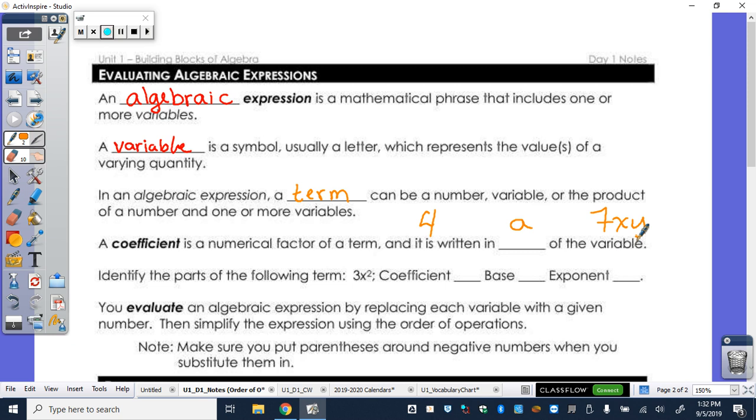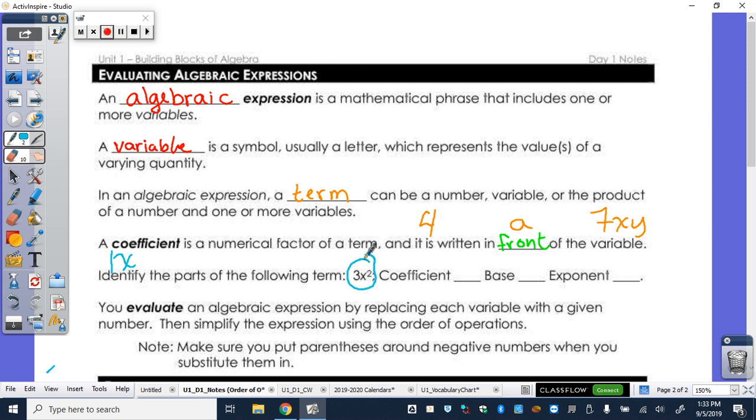So a coefficient is a numerical factor of a term, and it is written in front of the variable. That's usually your first thing there, your coefficient. Everything has a coefficient. We just don't always write which number. We don't write the number 1. So for example, if I have x, it actually has a coefficient of 1. We don't always write those ones because we get a little bit lazy.